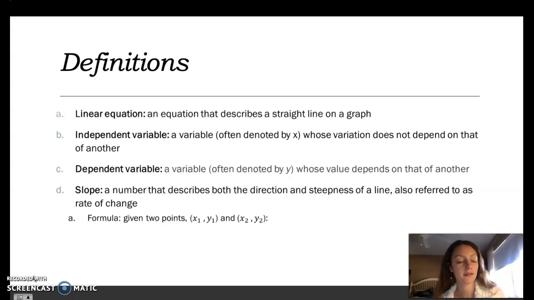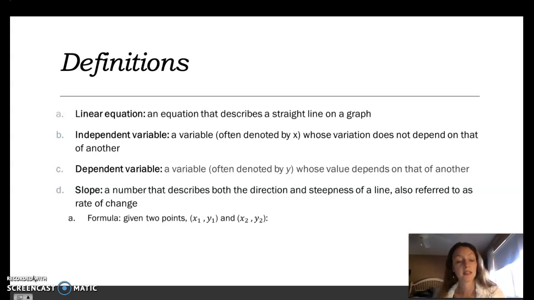All right, first I want to define the term linear equation. That's an equation that describes a straight line on a graph, and typically the exponents on the variables of a linear equation, it just has one. It doesn't have any higher power, which you guys haven't necessarily learned what that means yet, but it'll make more sense as we move forward in the semester.